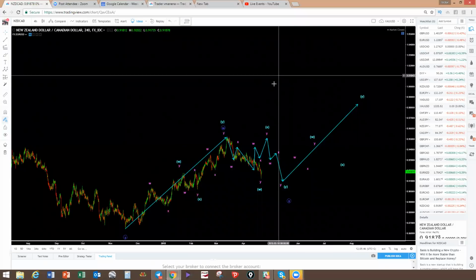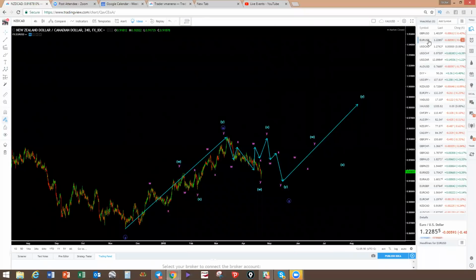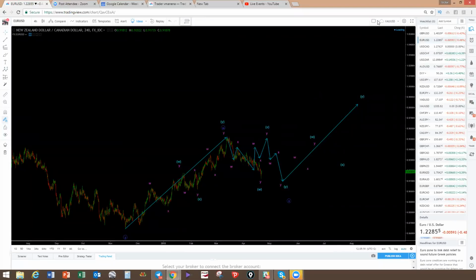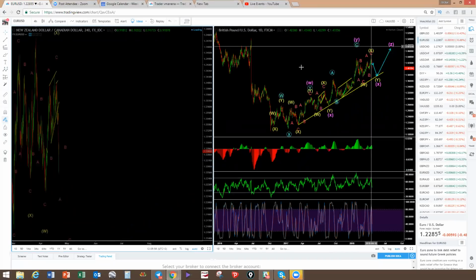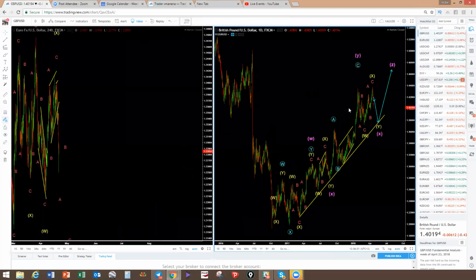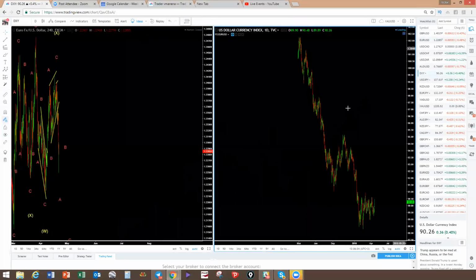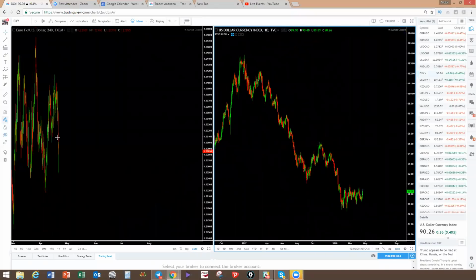All right, I think we can get started. So I'm going to start as usual with the Euro US dollar and the DXY correlation chart.